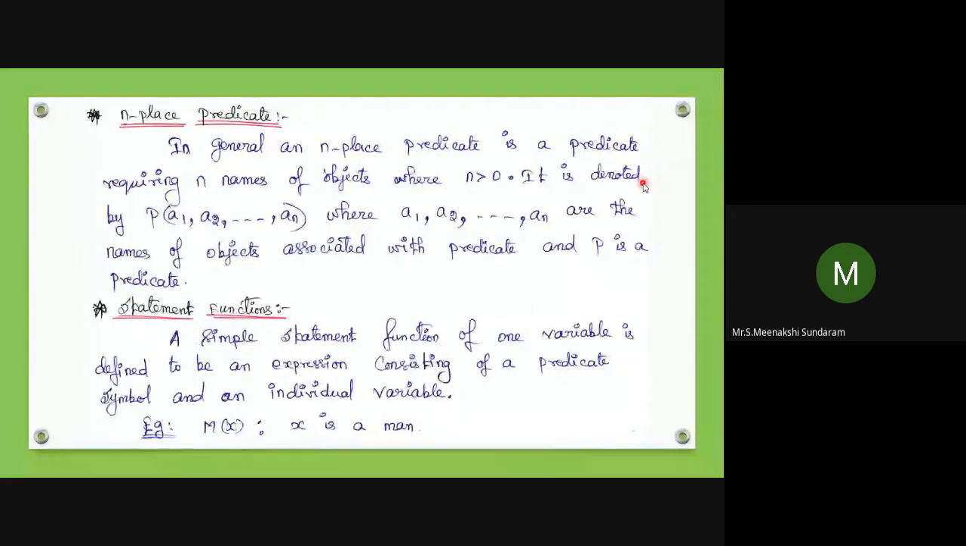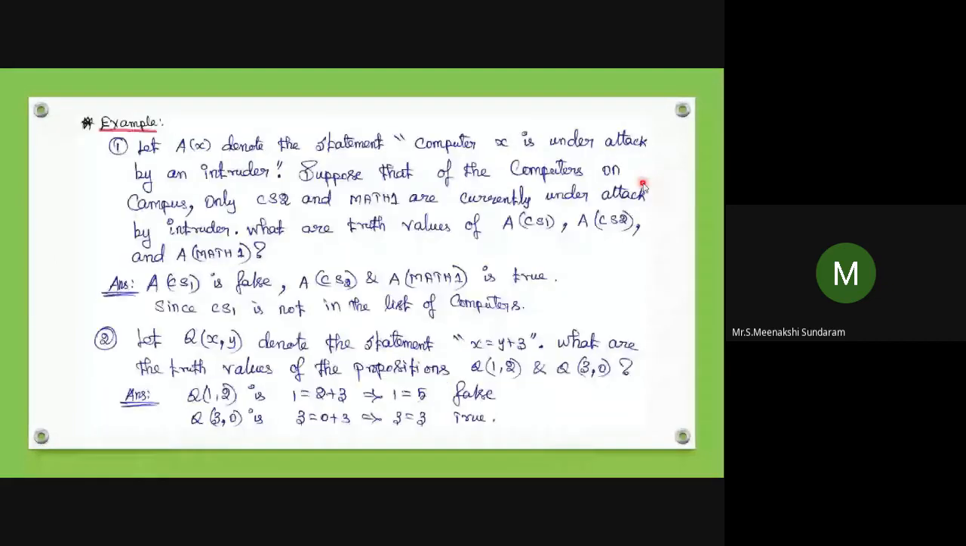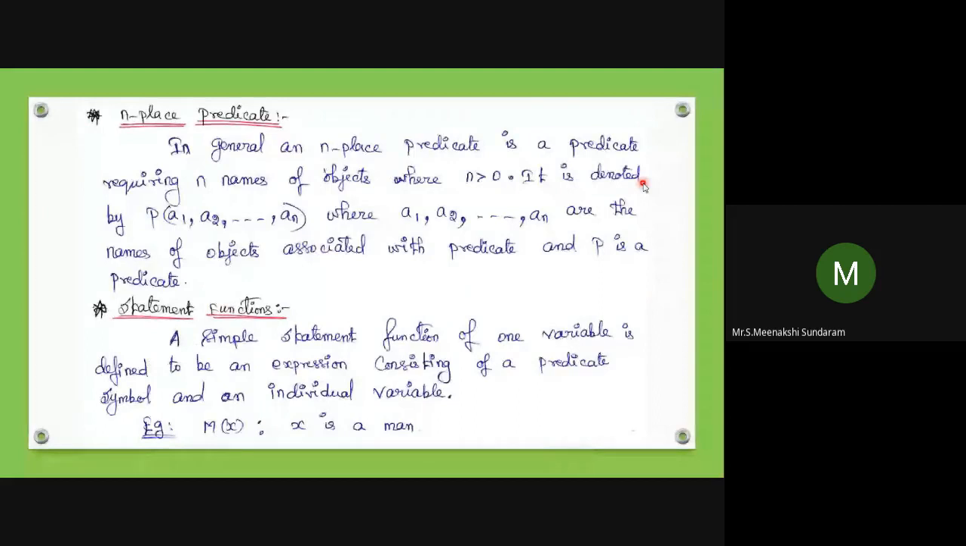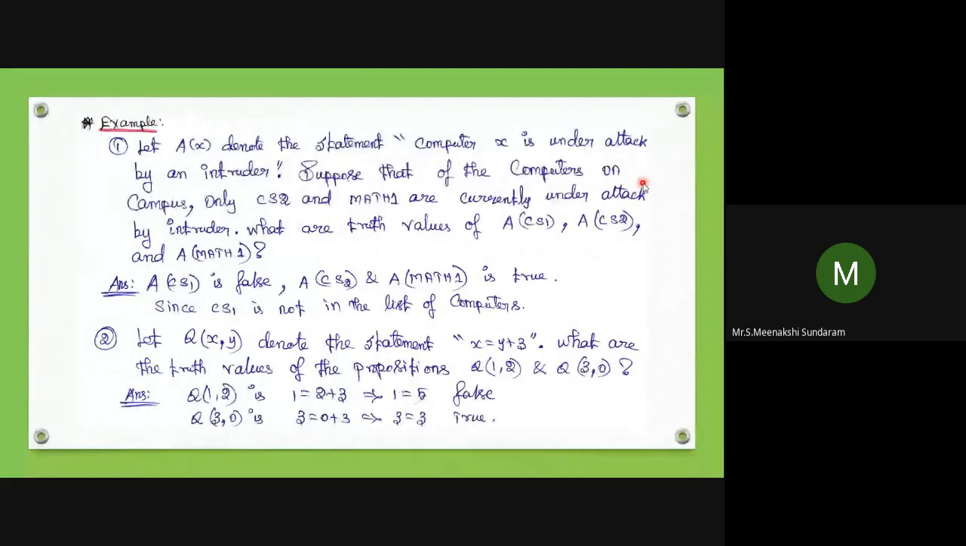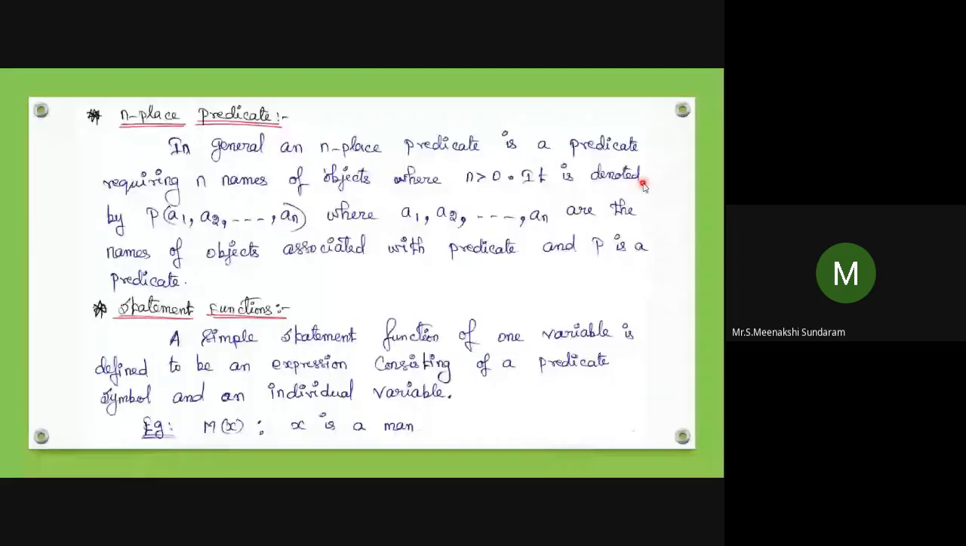For example, this is a 2-place predicate, x comma y. In general, an n-place predicate is a predicate that requires n names of objects, where n is greater than 0. It is denoted by P of a1, a2, ..., an. Here x comma y are only 2 places. Here a1, a2, ..., an are the names of objects associated with the predicate, and P is a predicate.